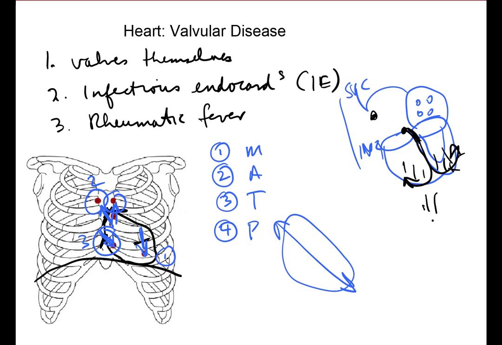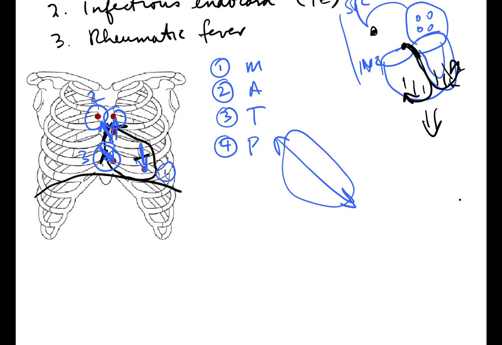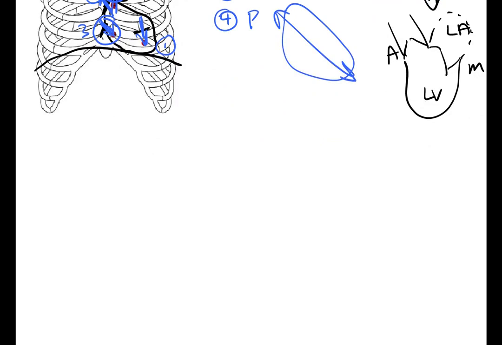So if we're going to simplify this, because basically we only really care about the left side of the heart, then the way we want to think of all of our murmurs is we want to draw left ventricle, we want to put in an aorta because that will give us our aortic valve, and then we want to put in our mitral valve, and then we can draw our left atrium above that. So that's going to give our left atrium, our left ventricle, our mitral valve, and aortic valve, and pretty much everything we need to do with the valves we can do off that diagram.